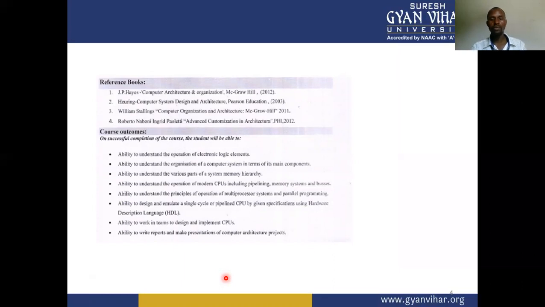Second is Hwang, Computer System Design and Architecture by Pearson Education, and the book here was published in 2003. The third reference book will be from William Stallings, Computer Organization and Architecture. Lastly, we'll cover the book from Roberto Naboni and Ingrid Paoletti, titled Advanced Customization in Architecture, year 2012. So these are the four reference books we'll be looking into.